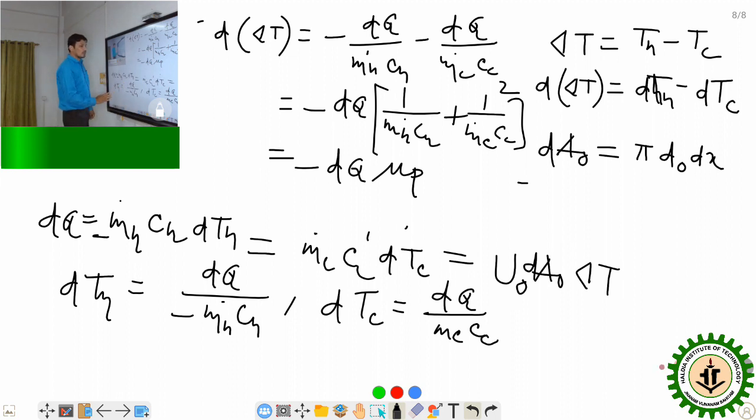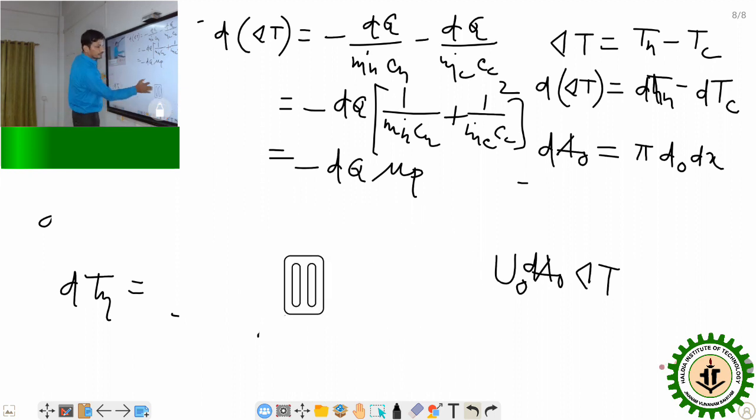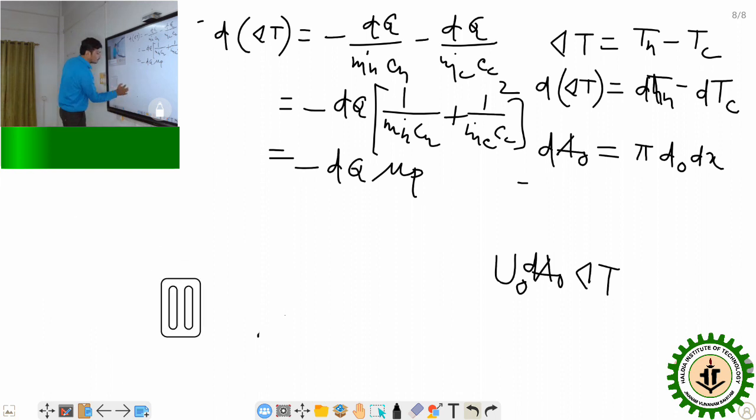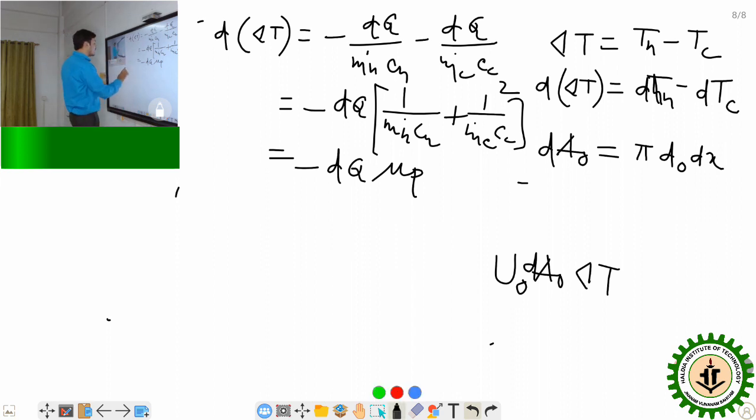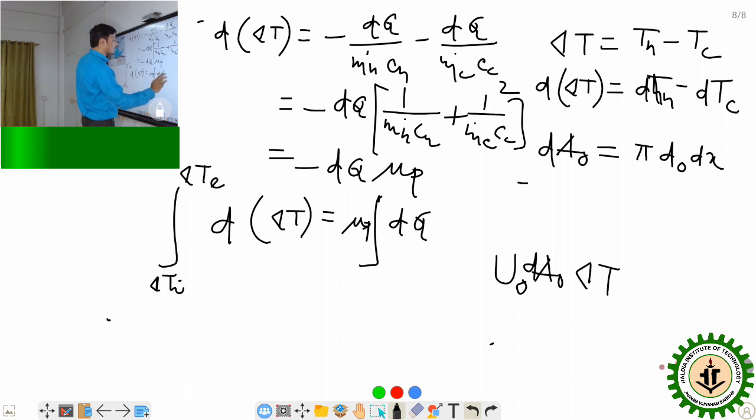Now this is the final equation. Now we will integrate that equation over two limits, del T I for inlet and del T e for exit. d del T would be just the integration of mu p, which is common, dQ. Minus is there, that minus sign.